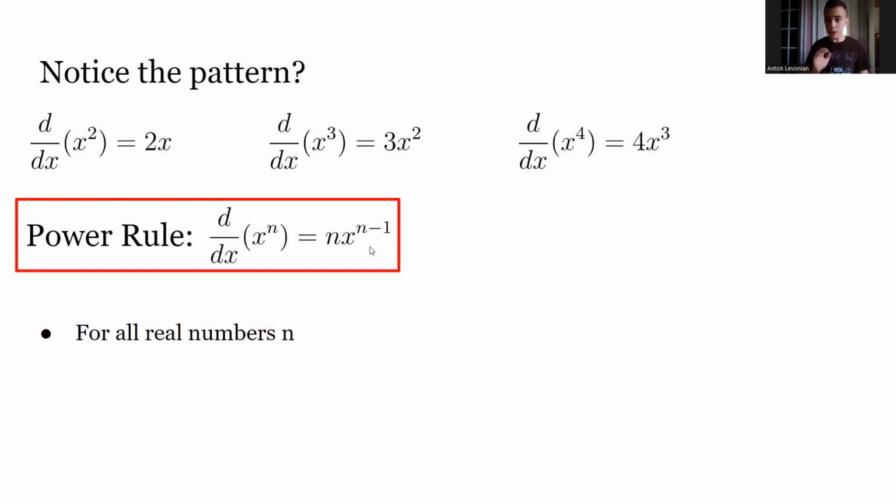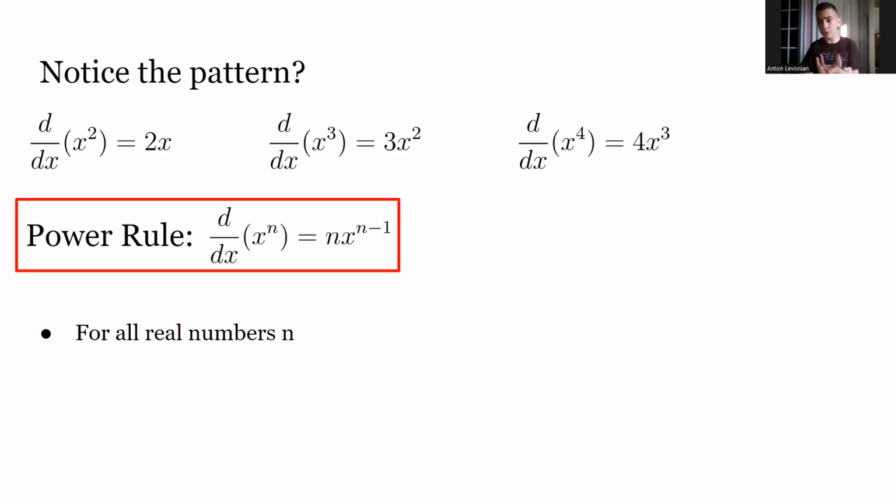Now, this is really an important observation because this holds for all real numbers. So it holds for n equals pi. If it was x to the pi power, it holds for x to the square root of 2 power. It holds for x to the negative 1/2 power, or even x to the 0th power. Any real number n that you plug in, and that is the pattern.